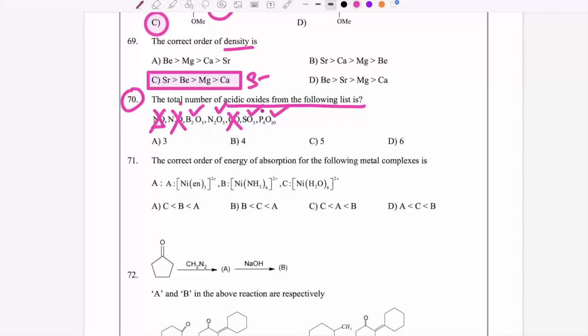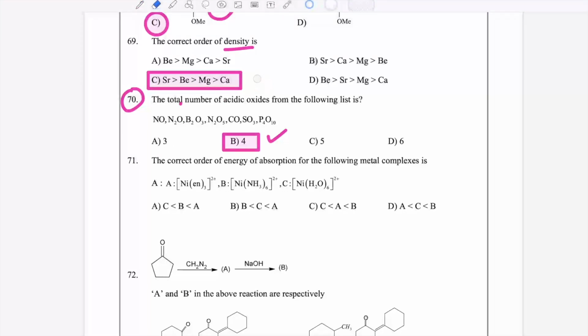We got 1, 2, 3, 4. So the answer for this question is simple. The fourth option is the right answer. Question number 70, what is the right answer? So answer B is the right answer.